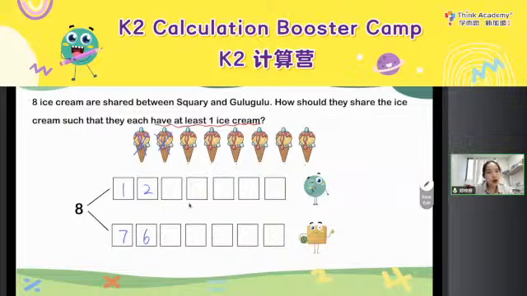Still, there are too many ice creams for Squarey, right? So now I increase the ice cream for Glue Glue. All right. Okay. So what about I have 3 ice creams for Glue Glue. Can you right away type out the number of ice creams for Squarey? 5 seconds.